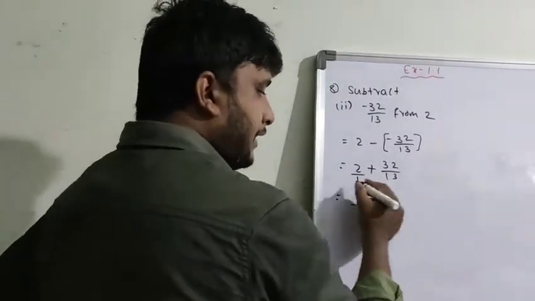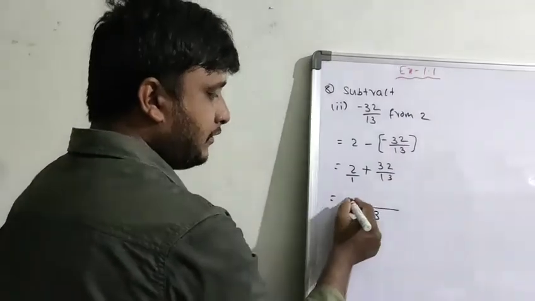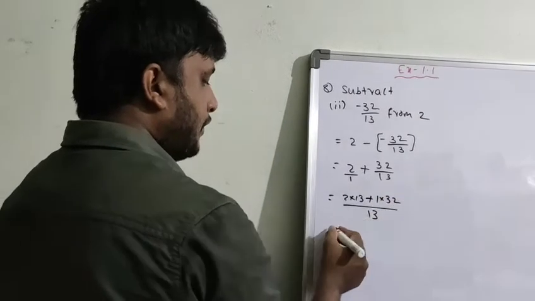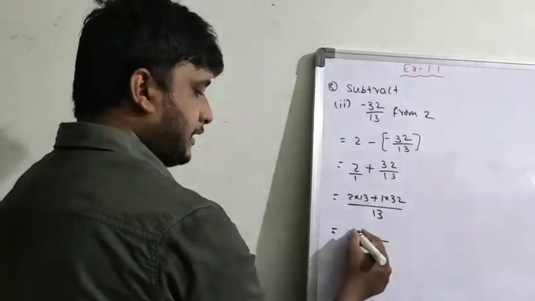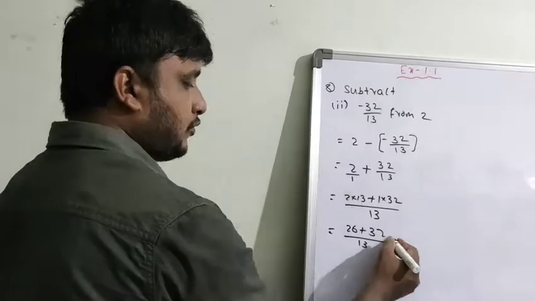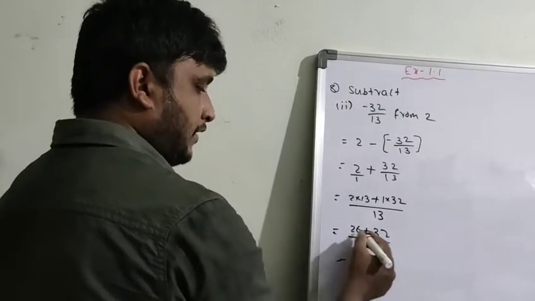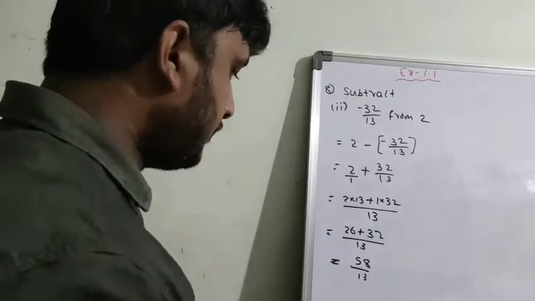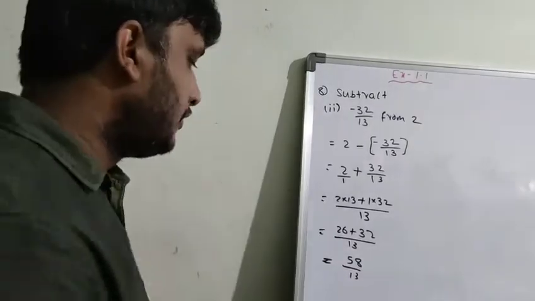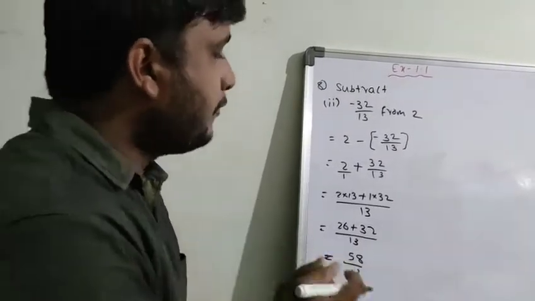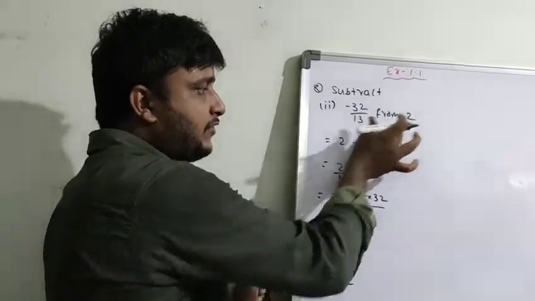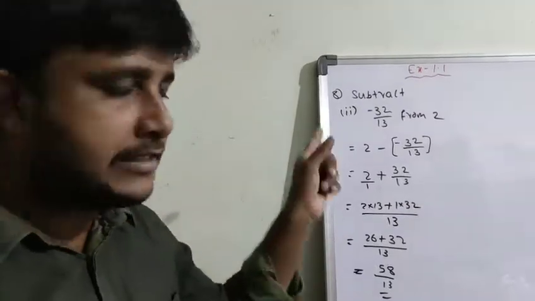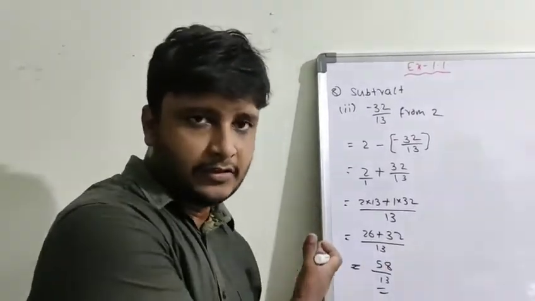Now 1 and 13: 1 13s are 13. Cross multiplication: 2 into 13 plus, again cross multiplication, 1 into 32. So 2 13s are 26 plus 1 32s are 32, which is 58 by 13. In 58 and 13 there is no common factor, therefore this is the answer for this question. And very important: whatever the number after "from", write it first, and the number before "from" you write next. This point is very important for these types of questions. So note down this answer.